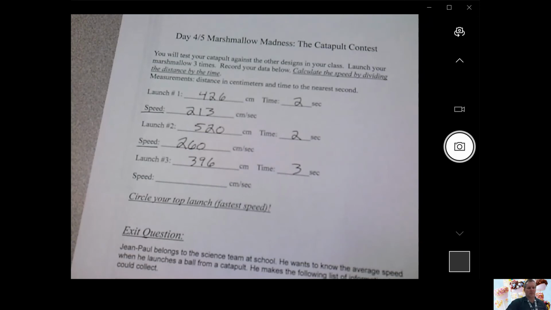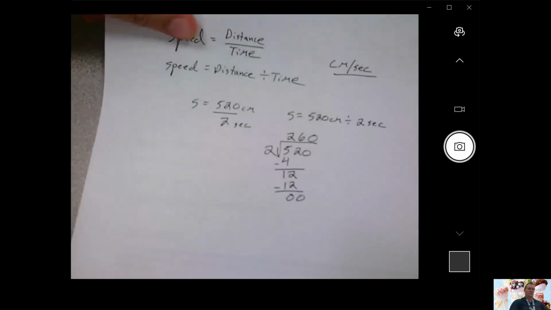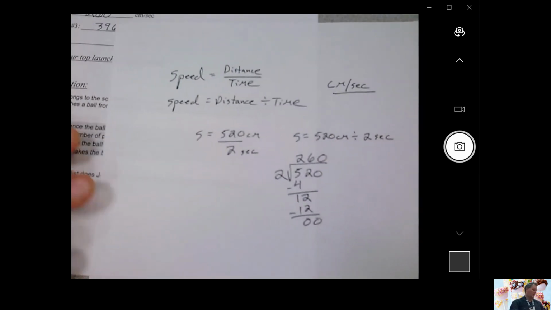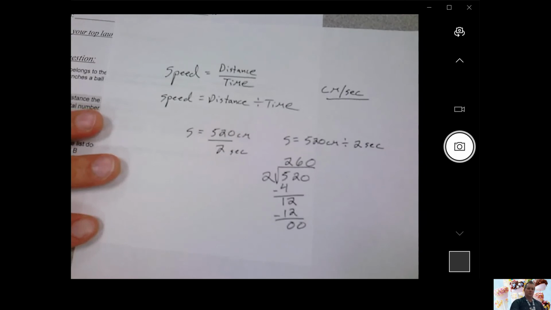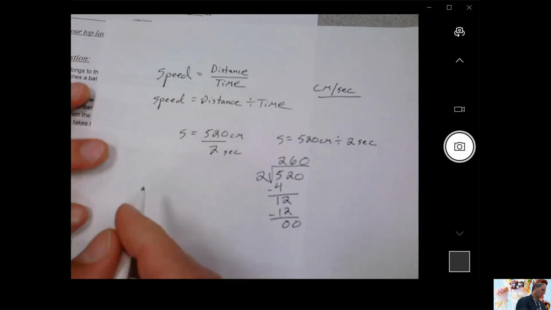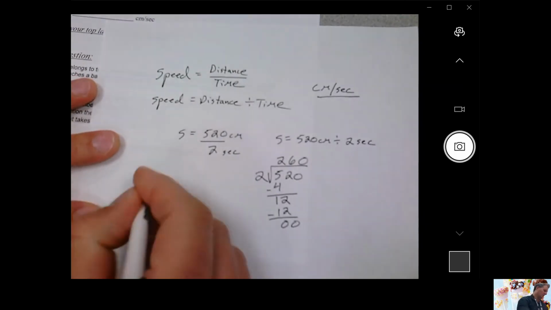So let's look at launch 3. What do you predict for launch 3? Do you think that's going to be faster than launch 2, or do you think that's going to be slower than launch 2? So again, we can set up a little division problem for that in many different ways. If you're not into this type of division yet, you can totally use a calculator. That will be your teacher's decision depending on where you are in division.